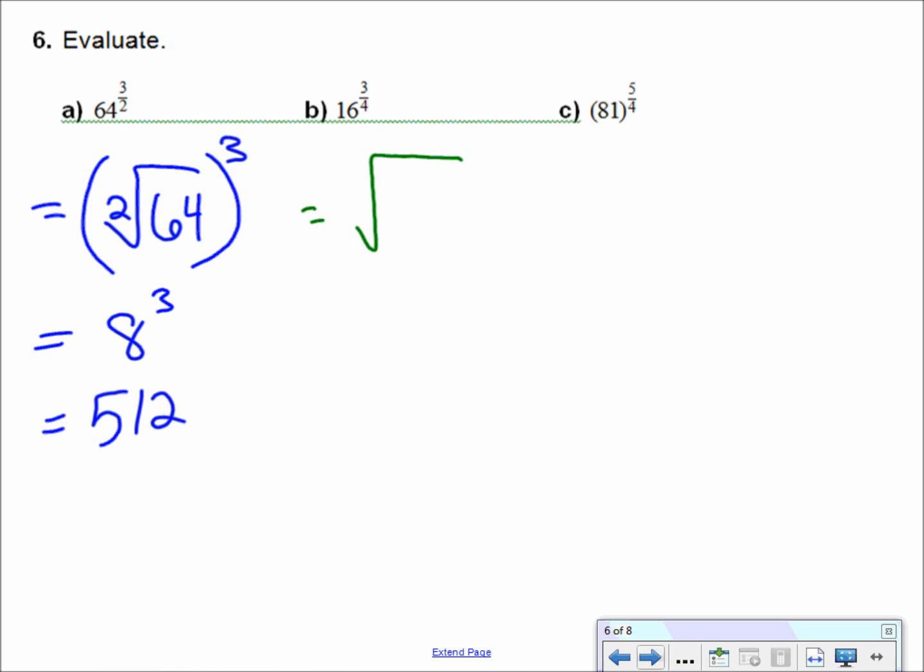Okay, again, I see a fractional exponent. I draw my radical sign. 4 goes into the crook. 16 goes underneath. And there's an exponent of 3. I'm just going to finish this one quickly, then you can take a break. So the 4th root of 16 gives me 2. I still have an exponent of 3. 2 to the exponent of 3 gives me 8.